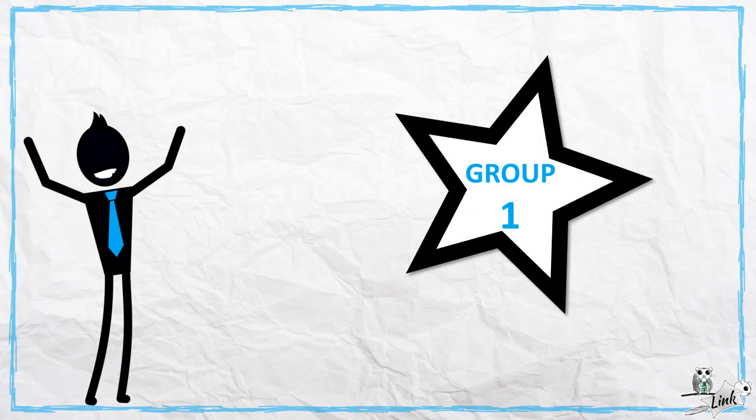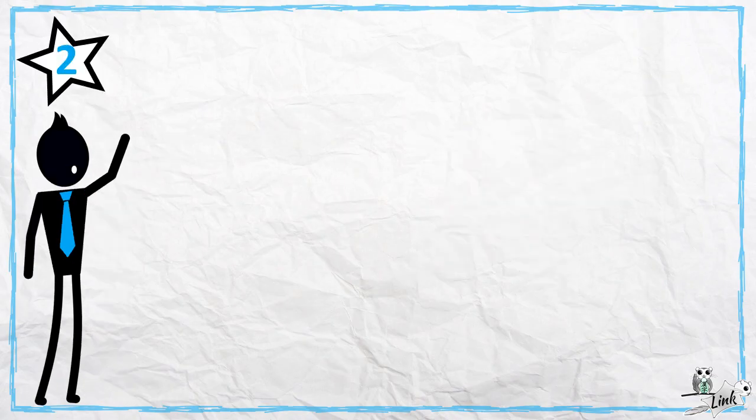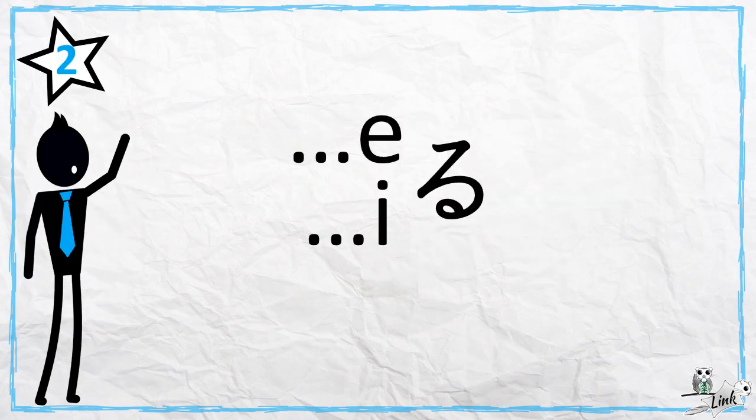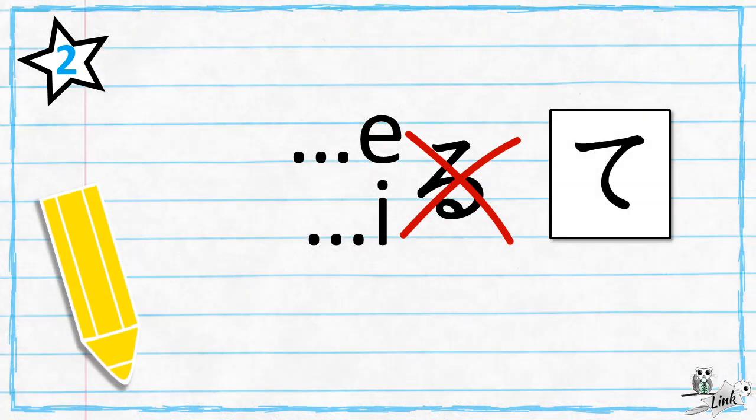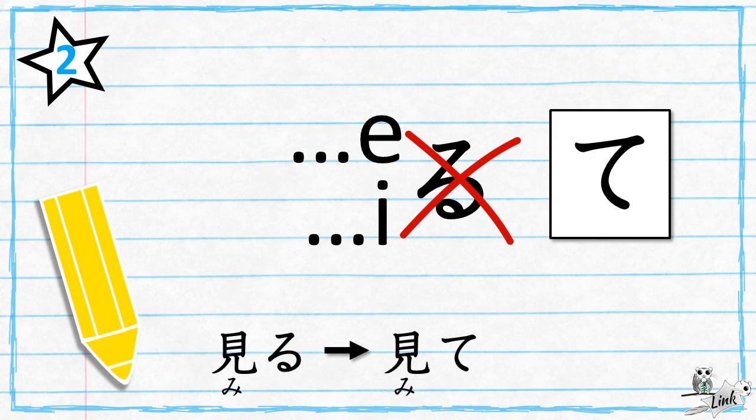Very good job. Now that you studied the first group, the other groups will look so easy. Group 2 verbs always end with ru, with the a or e ending syllable before, and anytime we want to conjugate a Group 2 verb, the ending ru just disappears. All you have to do is to replace it with te. So how would you say look? The verb to look is miru. Take out the ru and put te instead. Exactly. Miru becomes mite, look.